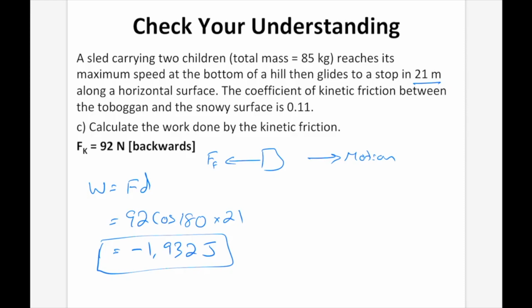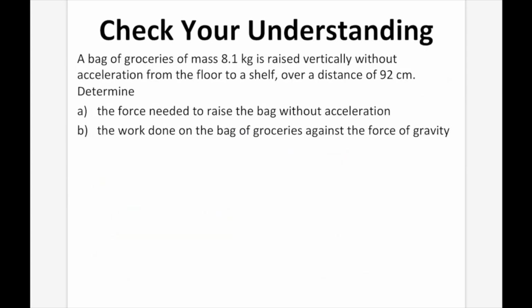Now it's a negative number because our work is going to the left in our case, and that's fine. We're almost done. We need to have our answer again in 2 sig digs, so our final answer becomes negative 1,900 joules, or negative 1.9 times 10 to the 3 joules. Check your understanding.